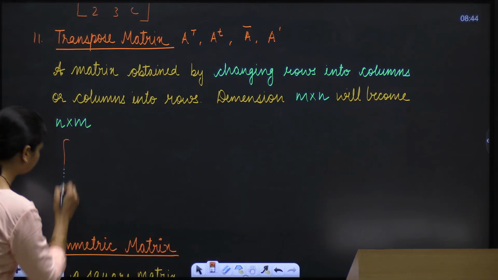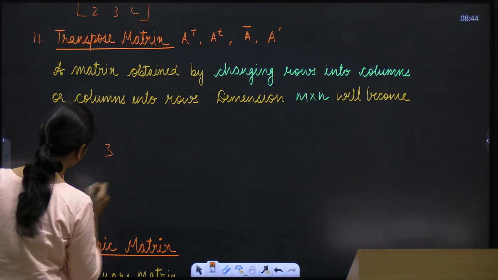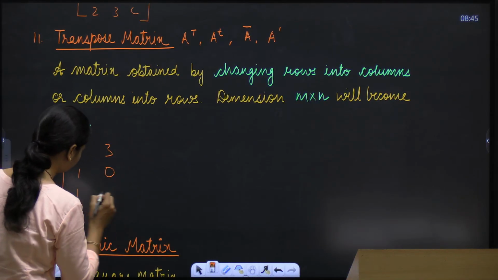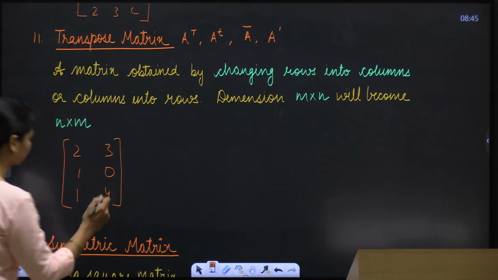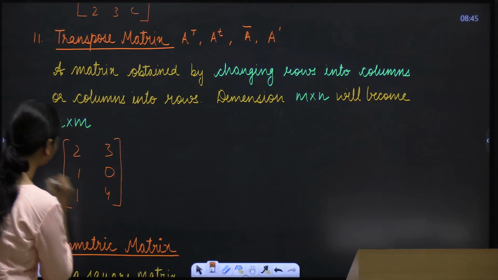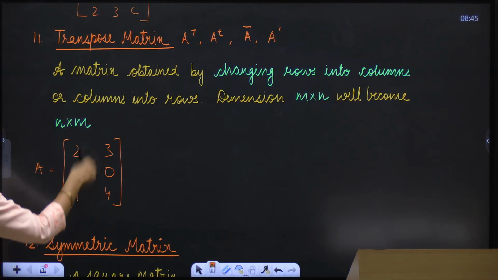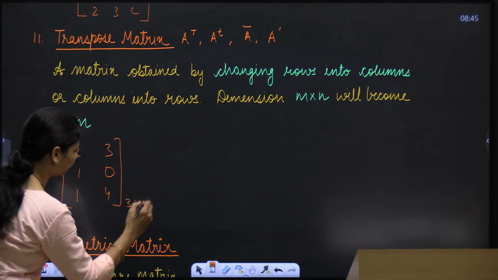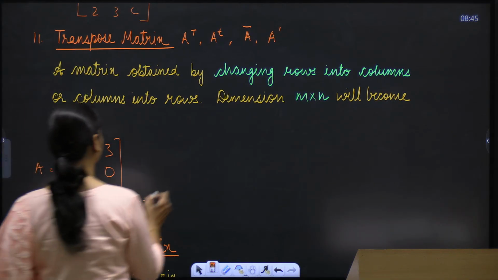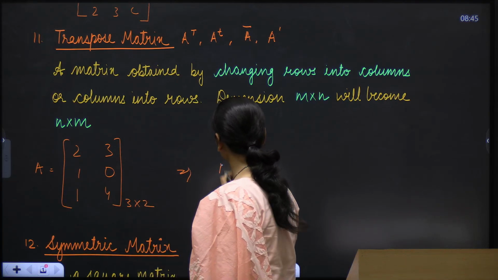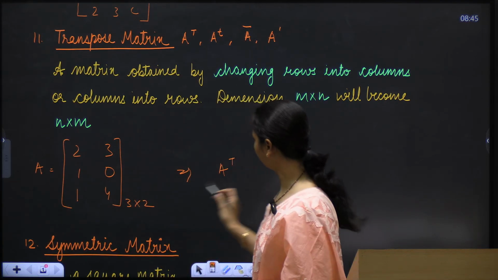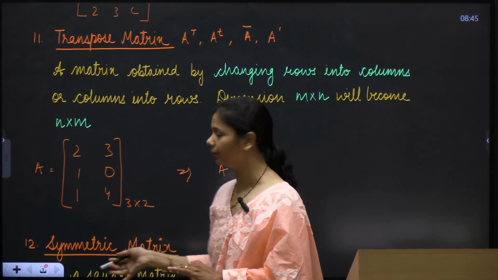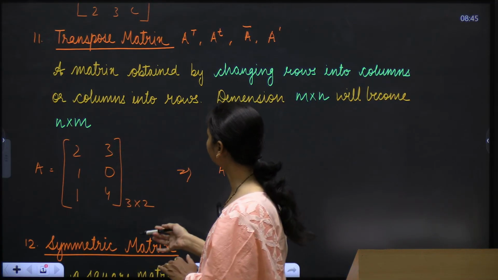So let's take an example. Suppose A is equal to this matrix, and the dimension of this matrix is 3 by 2. Now in the transpose matrix, rows will become columns and columns will become rows.